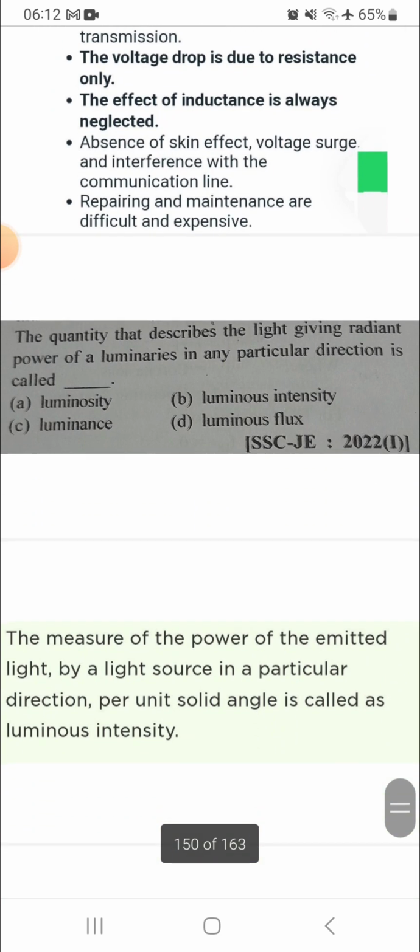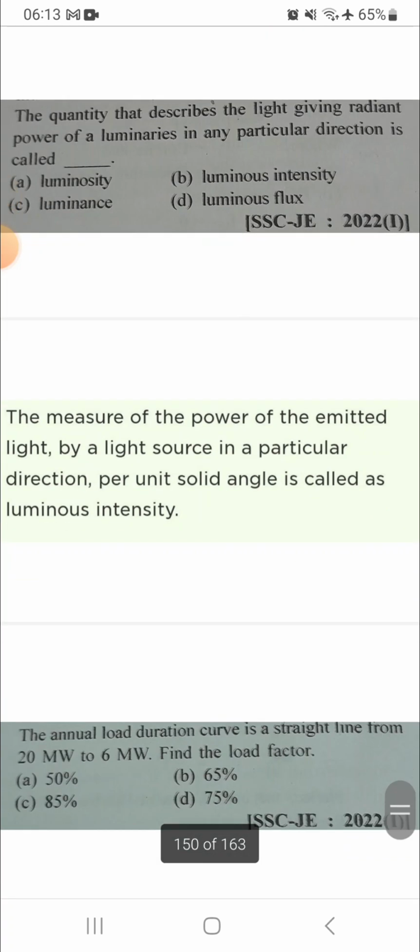Next one, the quality that describes the light giving radiant power of the luminaries in any particular direction is called the measure of the power emitted by the light. What will be the answer? It will be luminous intensity. Option B is the right answer, luminous intensity. Next one.